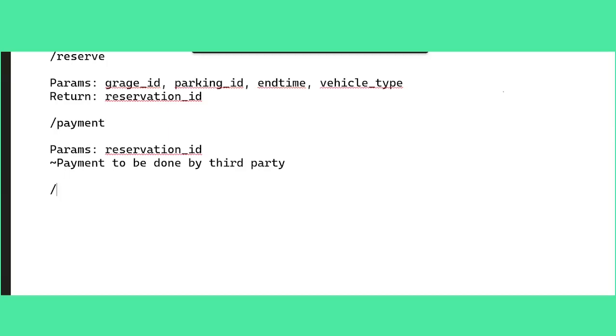Next endpoint would be to cancel. What will it take? It doesn't need vehicle type, it just needs a reservation ID. Once we have a reservation ID, we can get the garage ID, the parking ID, the end time, the vehicle type, everything. It will return 202 okay if it's cancelled. Otherwise, it will return something else. Then what else?